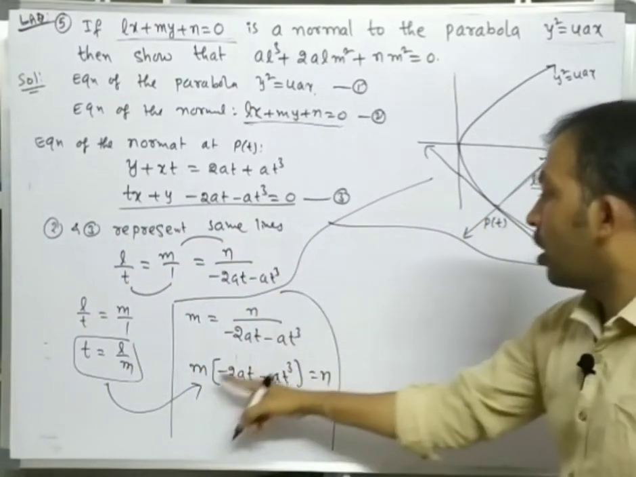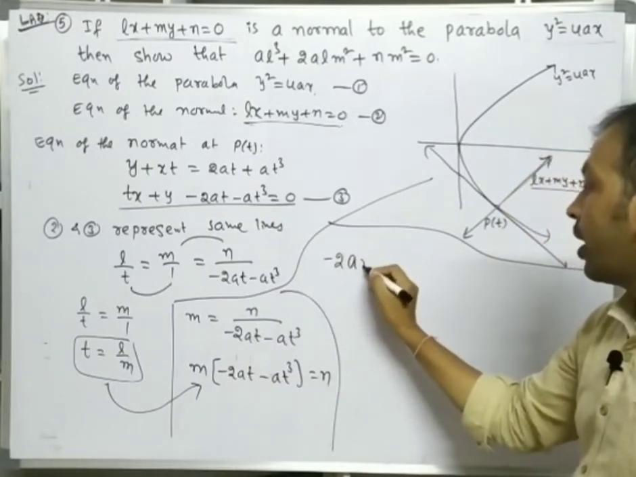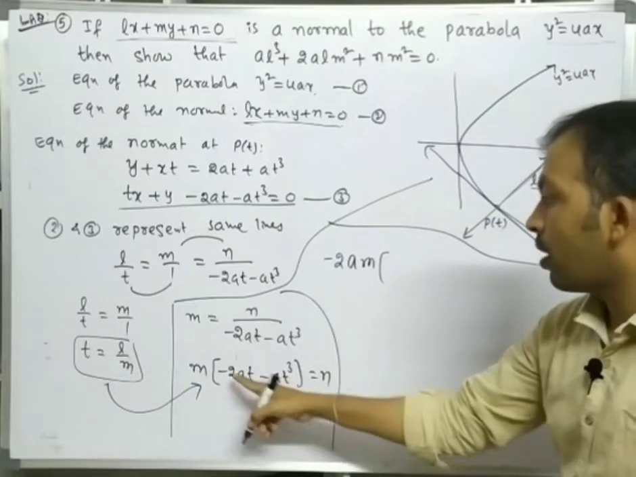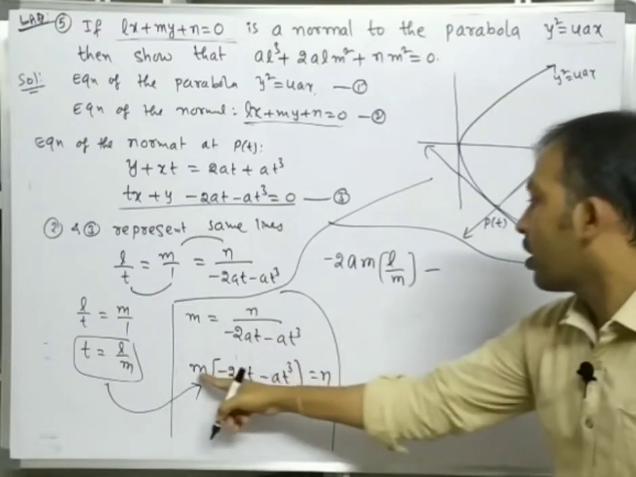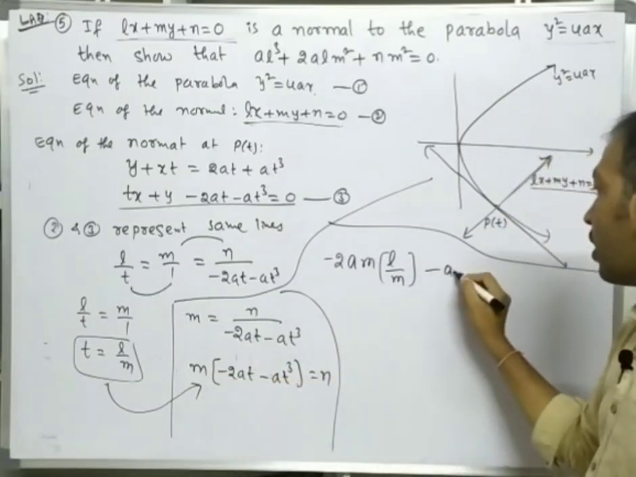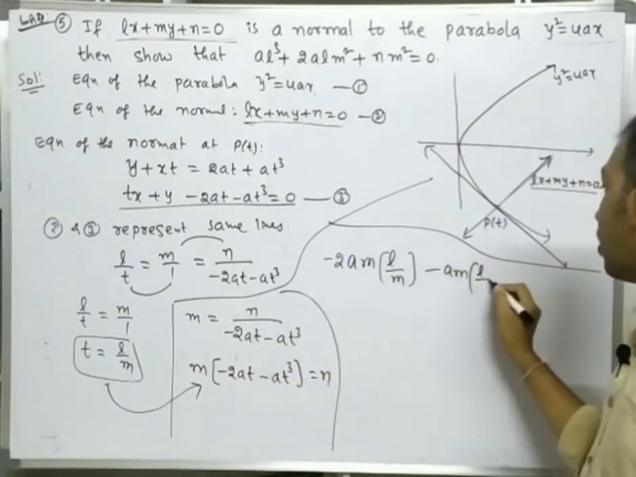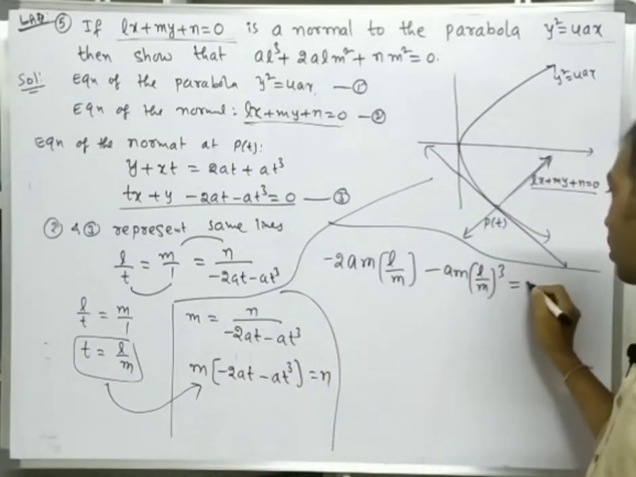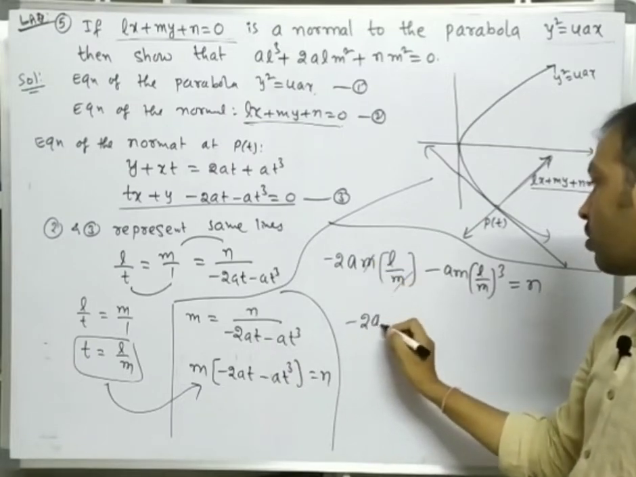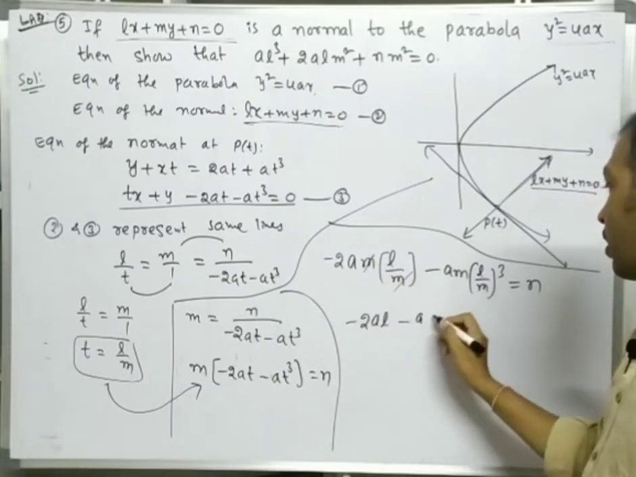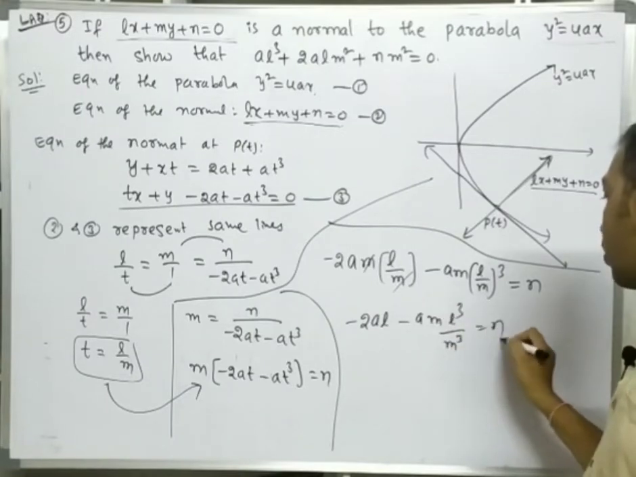Then what? m into minus 2at minus 2amt. What is the value of t? l by m. Next, m into minus a minus amt cube. What is the value of t? l by m whole cube is equal to n. One m gets cancelled. Minus 2al minus am l cube by m cube is equal to n.